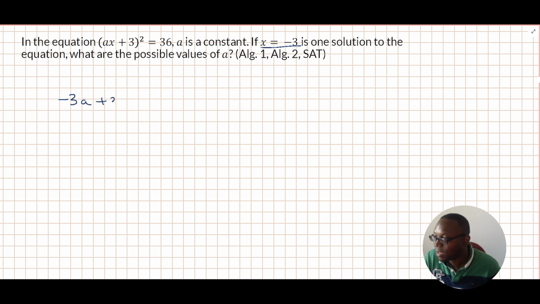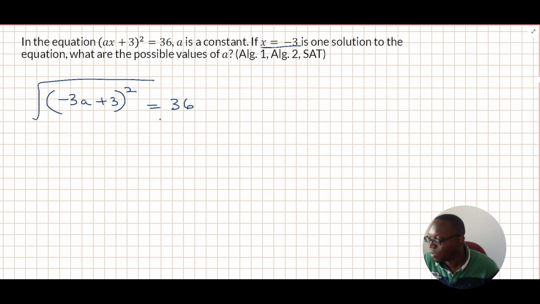So we're going to have (negative 3a plus 3) squared equal to 36. Now, we want to make sure that we can get to the value in the parentheses. So what we're going to do here is find the square root of both sides. And here's a key point: it's asking for possible values. So that means they give me permission to use positive or negative in front of the square root. Here's why we do that.